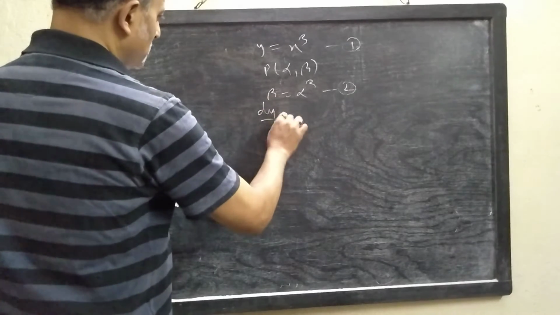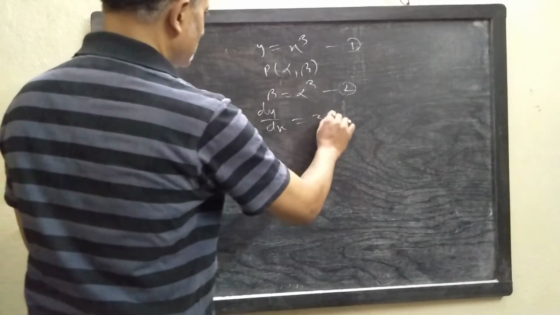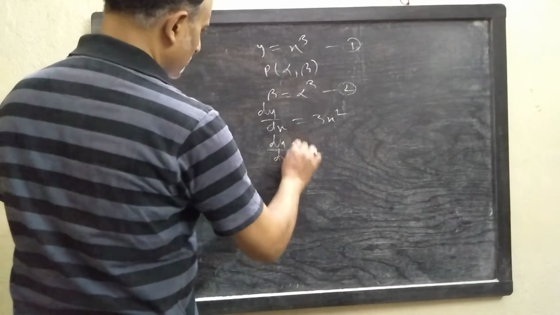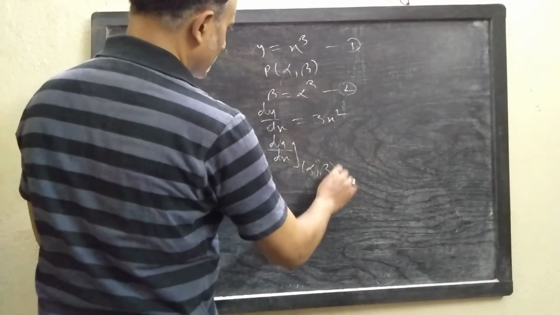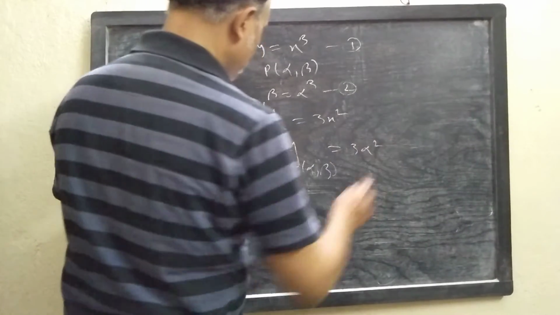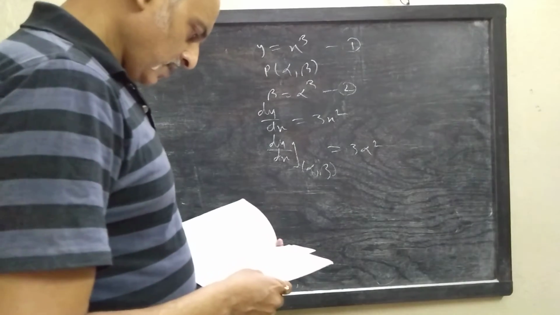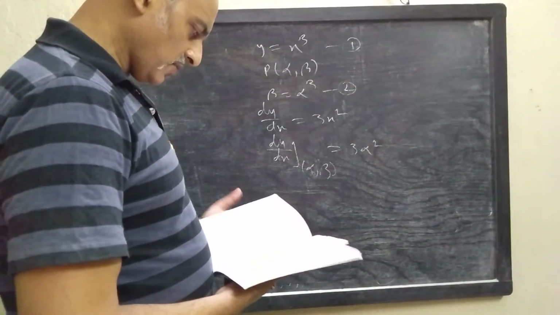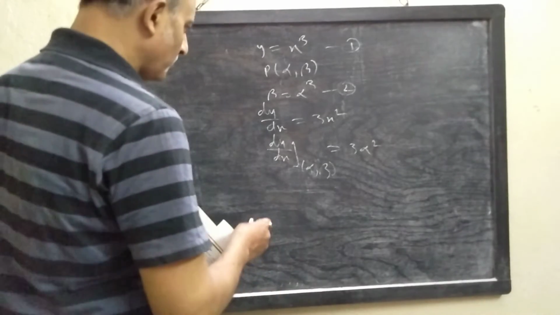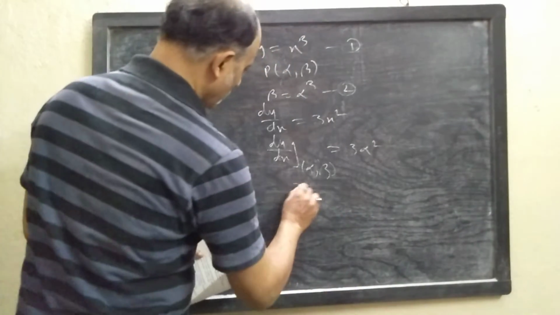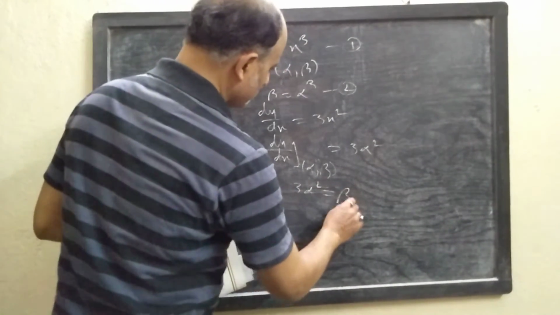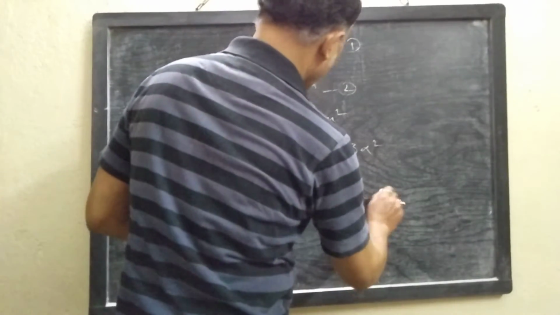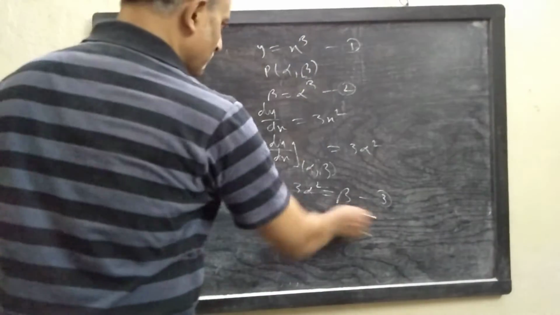Now dy dx, this is 3x square. dy dx at the point alpha beta, this is 3 alpha square. It is given that slope of the tangent at that point is equal to ordinate of the point. So according to the point, you have 3 alpha square equals to beta, because beta is the ordinate of the point. This is another equation. You have this equation, you have this equation.